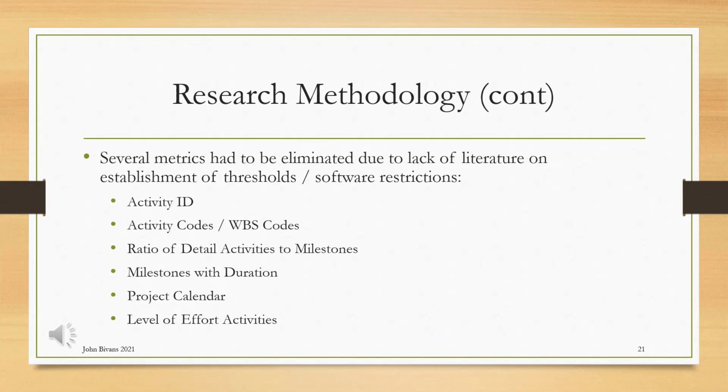It should be noted that Primavera P6 software was used in the creation of all 12 of these schedules analyzed. As such, this software will not allow a user to create non-unique activity IDs, any milestones with a duration, or non-unique activity codes or WBS codes. In addition to this, there was a lack of literature on the establishment of thresholds for the ratio of detail activities to milestones, project calendar metrics, and level of effort activities.